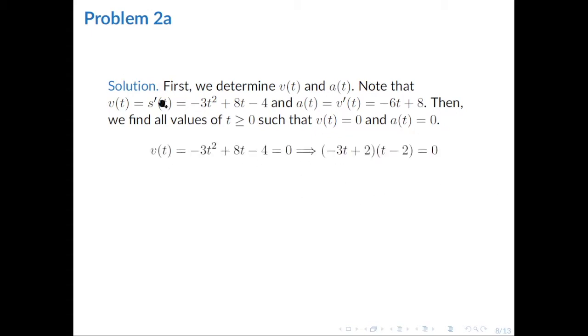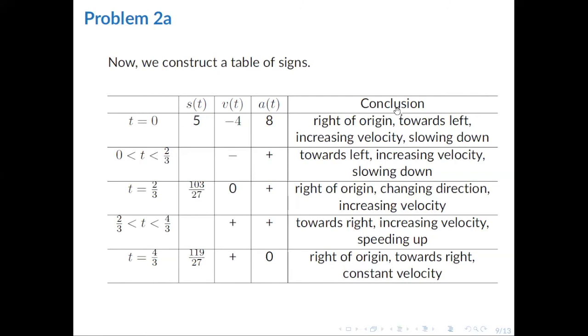So for this one, let's express this as a product of two binomials. So we have here this one. We get t equals 2 or t equals 2/3. Meanwhile, for our a of t, we get t equals 4/3. So let's construct a table of signs. We have here 2/3, 4/3. The 2 we'll put in later because it doesn't fit on our slide.